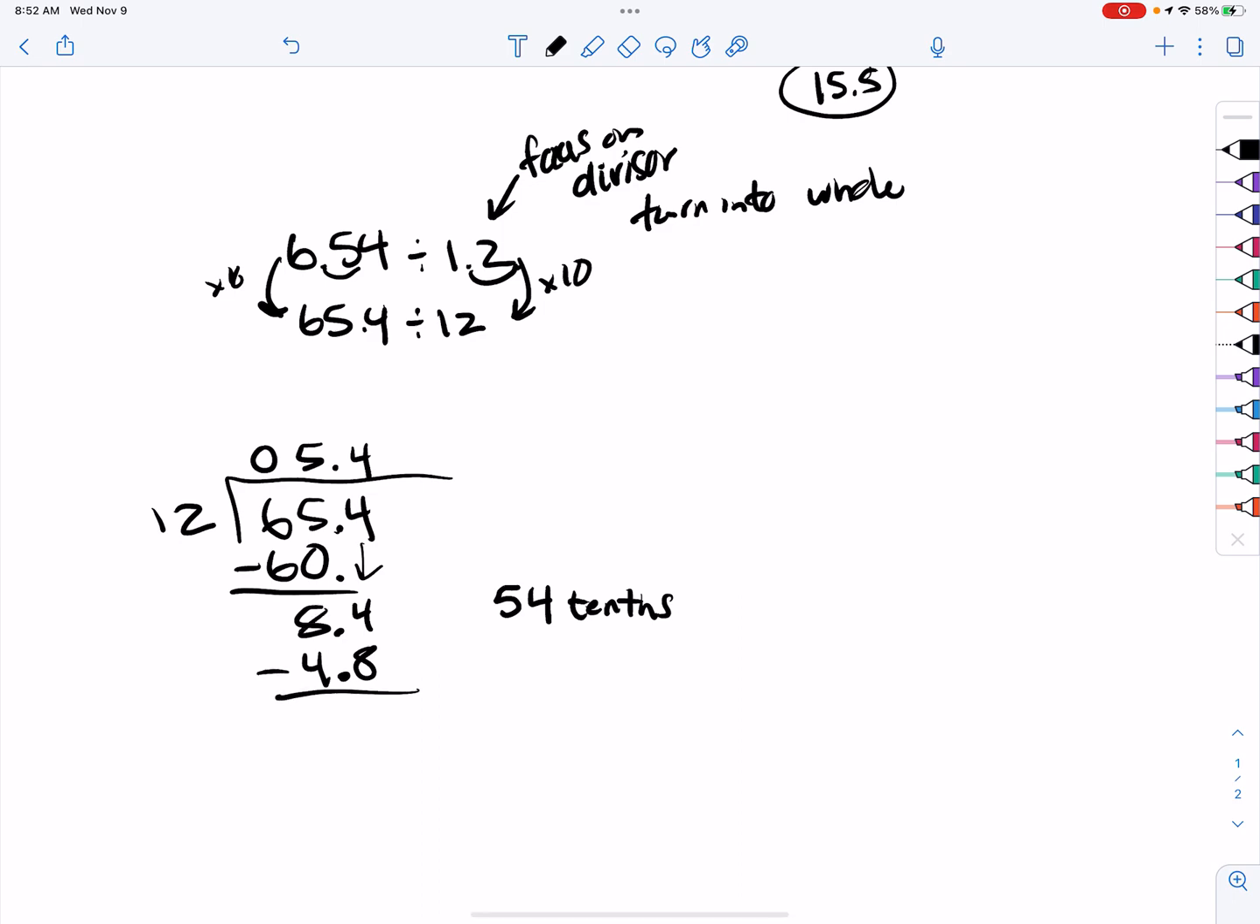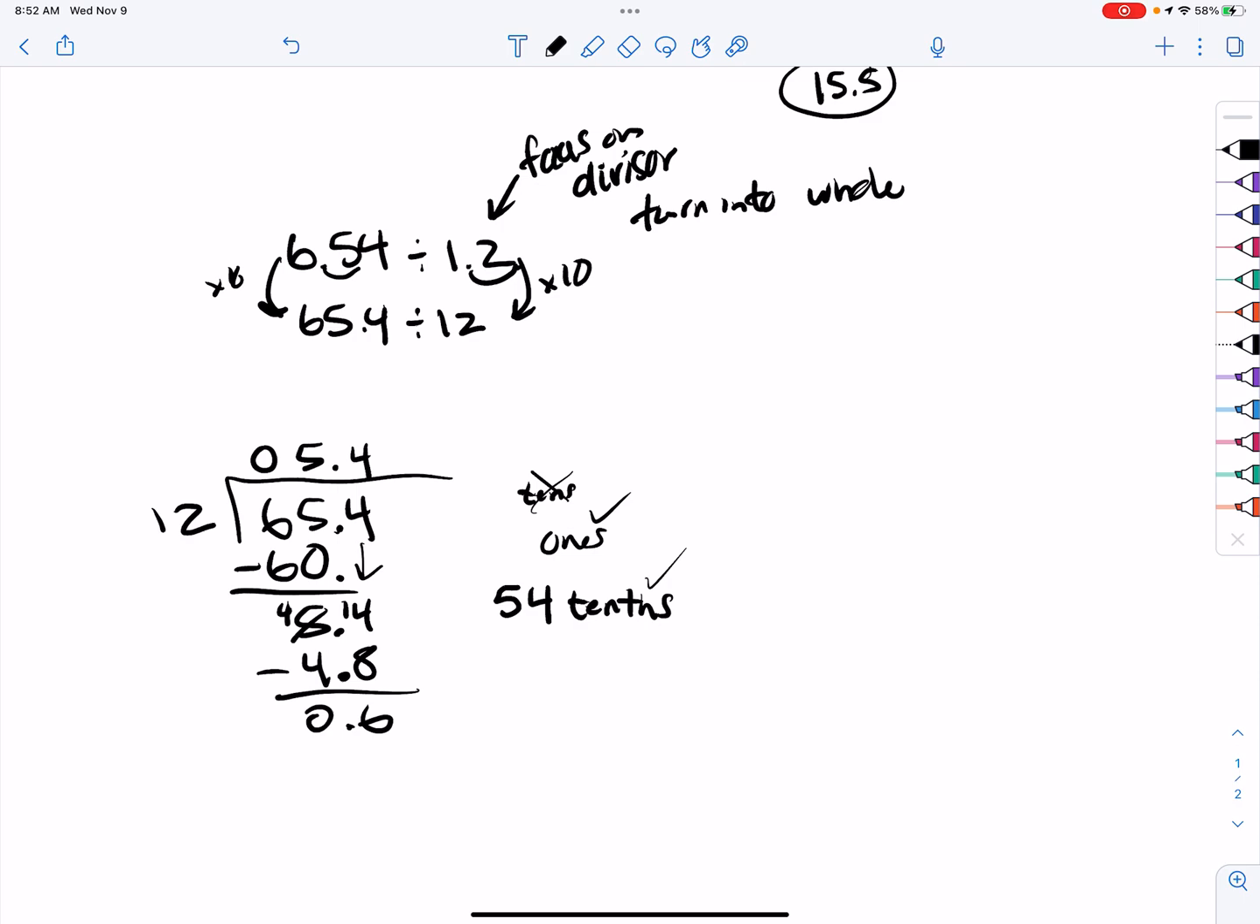And now when I subtract, I am left with 6 tenths. So if we're keeping track of our place value, up here we started with our tens. We said that there were 0 of them. So then we went to our ones. We took care of that with the 60. And now we've taken care of the tenths.